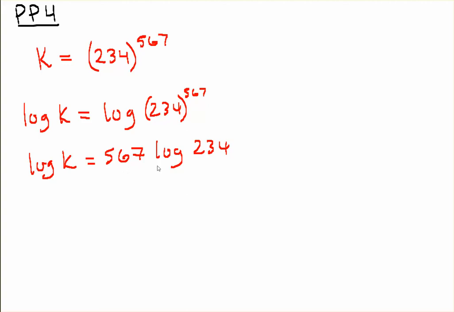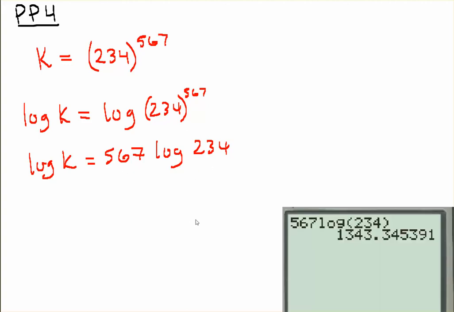Okay, this actually I can compute on a calculator now. That's actually a fairly small number here. So what I do is I just compute that 557 log of 234 gets me 1343 and some change there. But remember, this is equal to the log of something, right? So this is equal to the log of k, is equal to 1343.